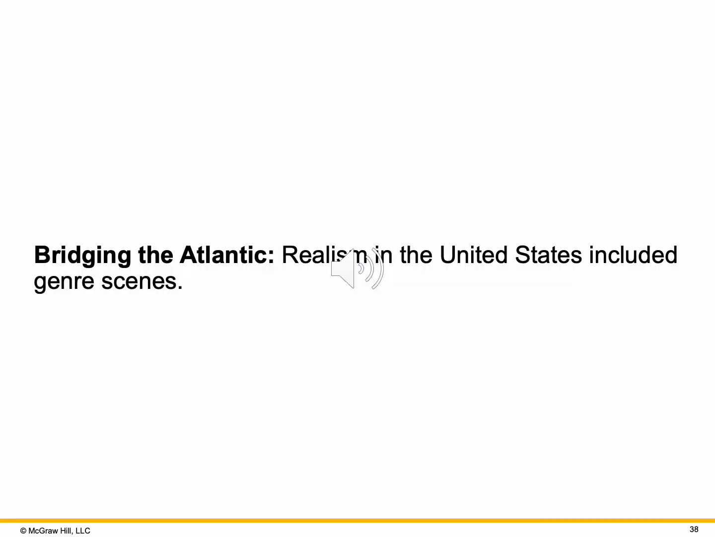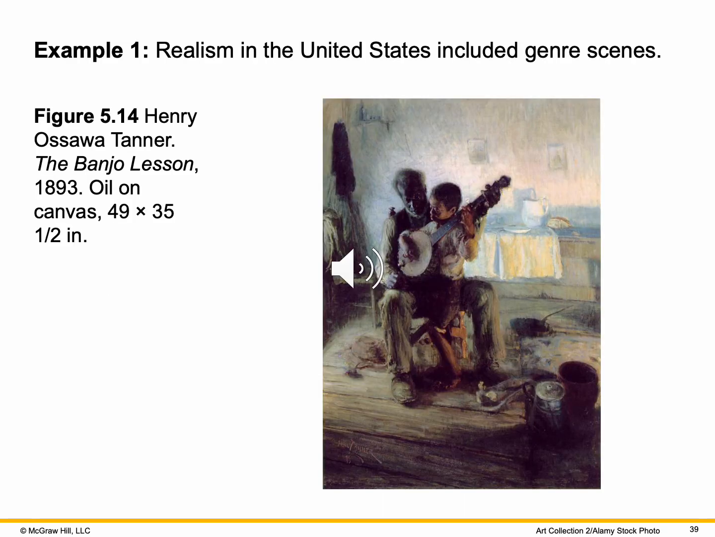Bridging the Atlantic. Realism in the United States included genre scenes. Example 1. Henry Oswald Tanner, The Banjo Lesson, 1893, oil on canvas.